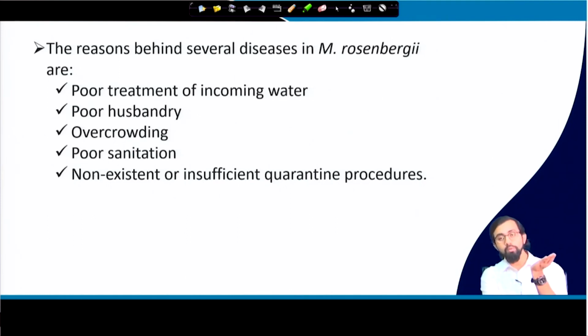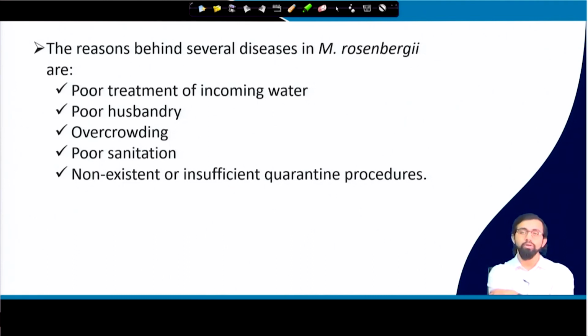So whatever water is coming out of this farm or this tank, you can have a proper recirculating aquaculture system which will treat that wastewater, and the water after being treated can be circulated back to the pond itself. So the treatment problem can be properly controlled by having this kind of recirculating aquaculture system. Poor husbandry, definitely, is a big issue, like overcrowding or higher stocking density, and poor sanitation.